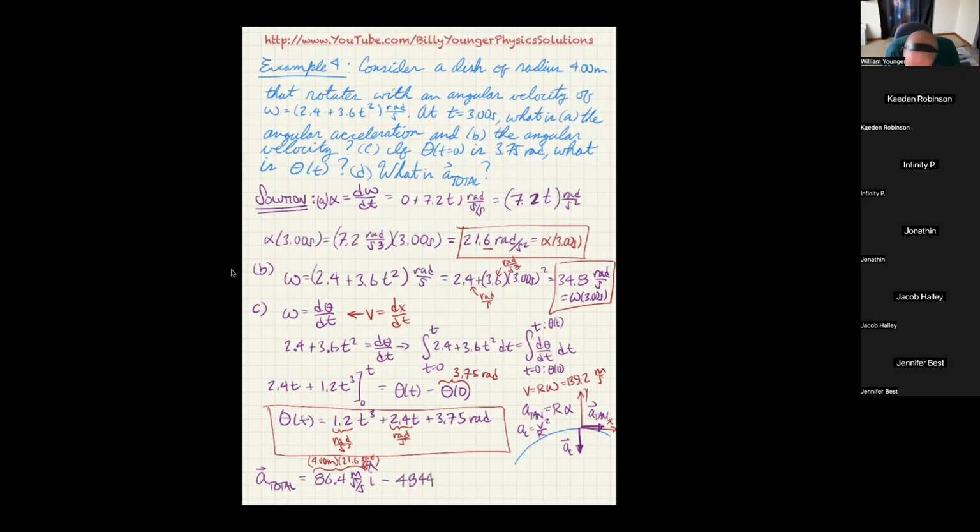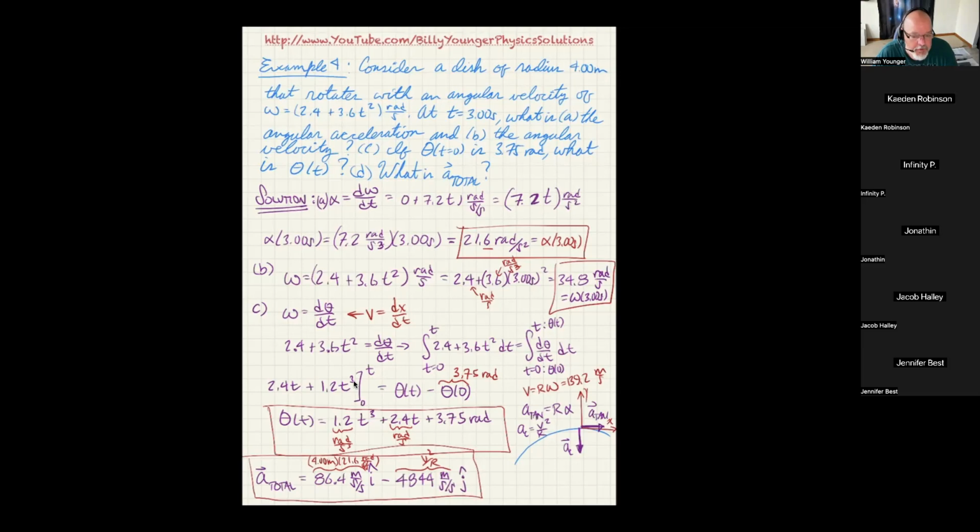So 4,844 meters per second every second is what's required to keep it in the circle. And of course, that'll point in the negative Y direction. And I'm just going to remind everybody that I did V squared over R for that quantity. Anybody have any questions on that one? All right, we're up to 626.